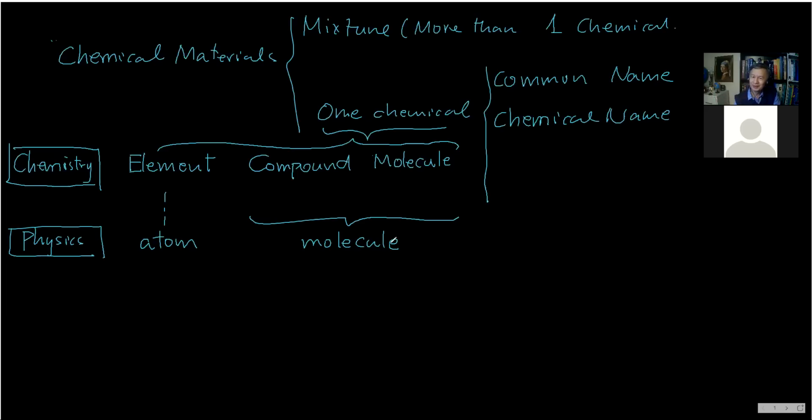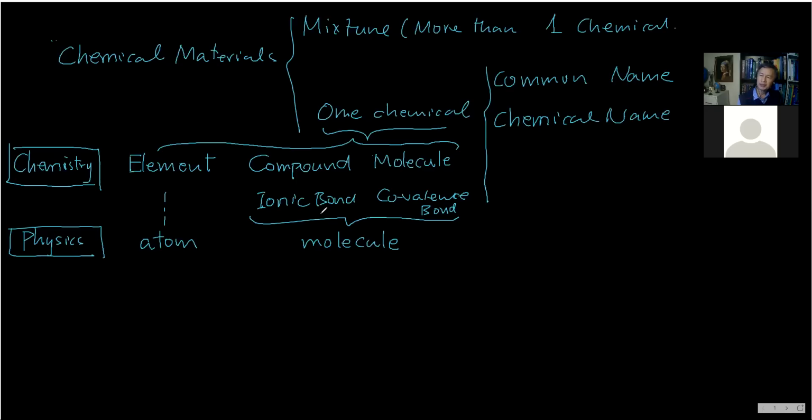A compound is made by ionic bond, when ions combine together. Ionic bonds are like two different charges, the electrical force. That's called a compound. But for the molecule, it is made by what? Can you guess? Covalent bond. So this is a typical nuisance in chemistry.